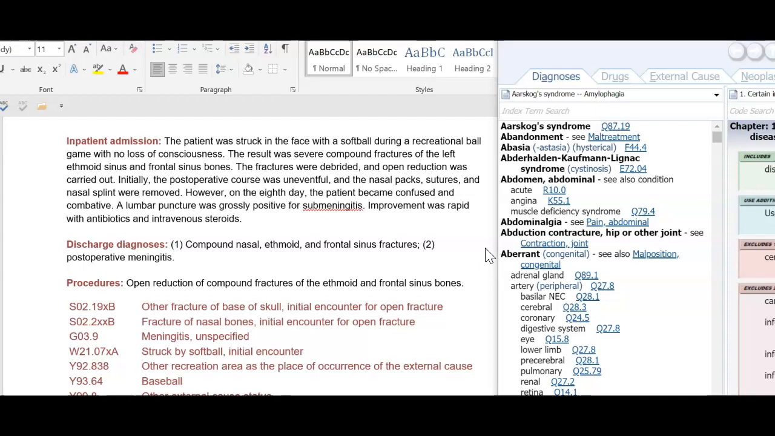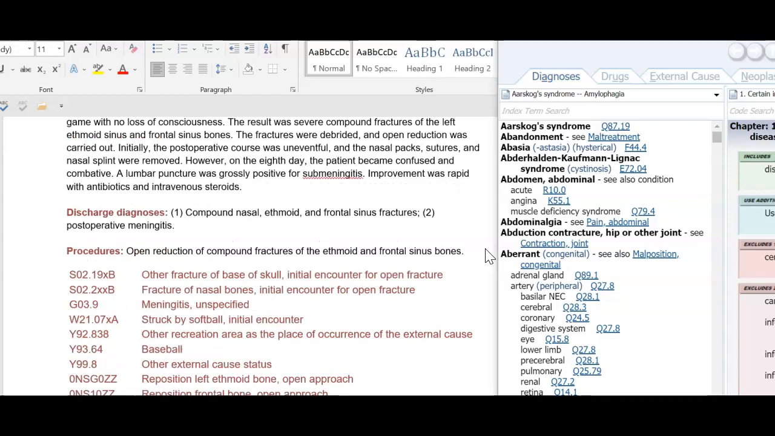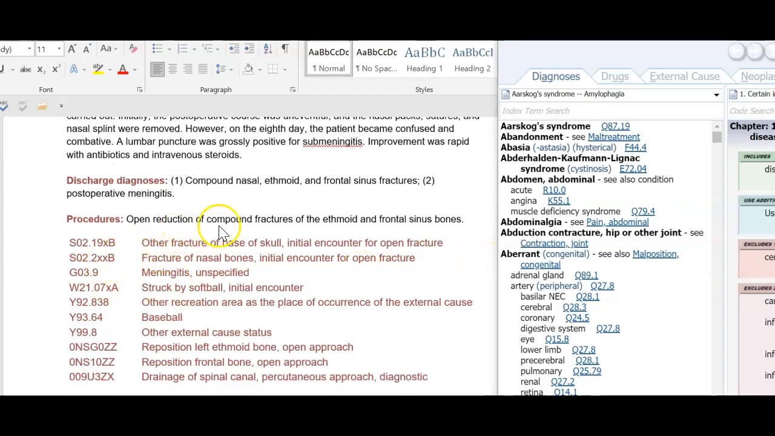However, on the 8th day, they became confused and combative, so they did a lumbar puncture, and the patient was positive for submeningitis. Improvement was rapid with antibiotics and steroids. So again, looking at the principal diagnosis, what brought them in? The first thing we want to code for is going to be the fractures. And which one is going to be most severe? It's going to be the skull fracture. That's going to be a lot more intense versus your nasal bones.